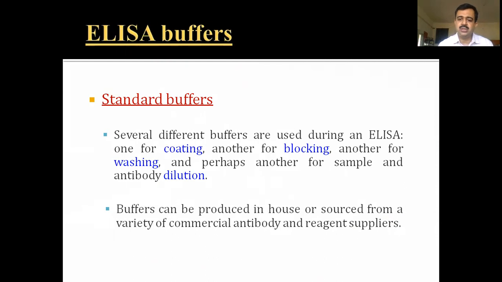Now buffers, standard buffers. Several different buffers are used during an ELISA, one for coating, another for blocking, another for washing, and perhaps another for sample and antibody dilution. Since this is an enzyme-based reaction, buffer plays a very vital role, because if there is pH fluctuation, then the enzyme will not work in a proper way. It will not work on its substrate, and ultimately you cannot get a proper result. Therefore, the buffer preparation has to be very perfect.